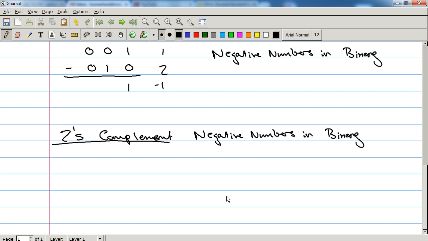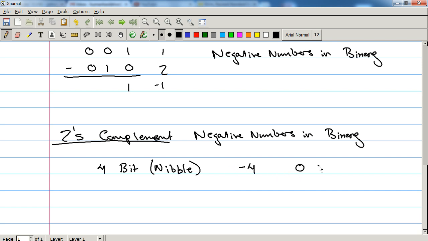Okay. So the way 2's complement works is I'm going to explain it simply, and then I'm going to explain how you get from a number to 2's complement. So let's take a 4-bit system, a nibble. Get that terminology down. And let's say we want to represent the number negative 4. How do we do that?